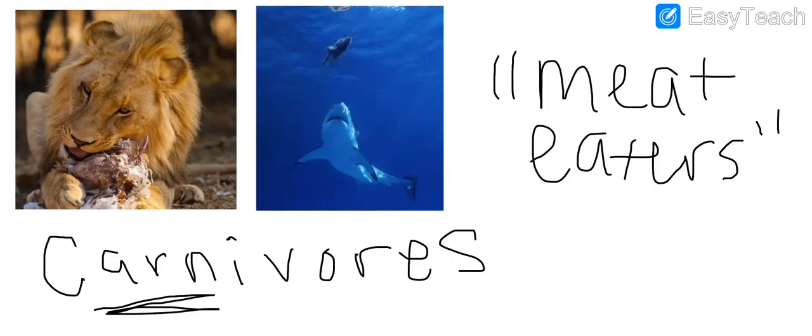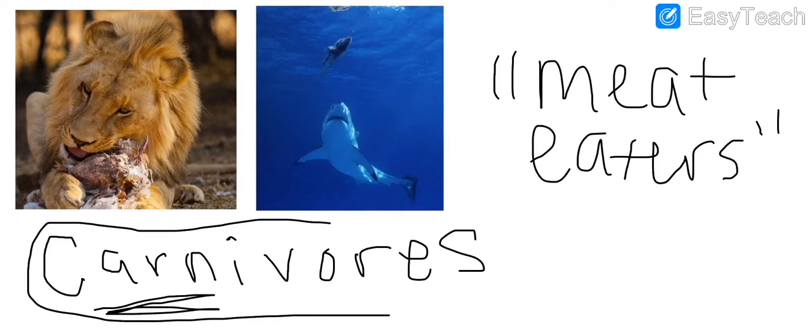Alright, so now that we noticed that the lion and the shark are only eating other animals, which is also a source of meat for their diet, and for them to survive and live, these animals are called carnivores. In other words, they are known as meat eaters because their diet consists of eating other animals in order to help them survive and live.